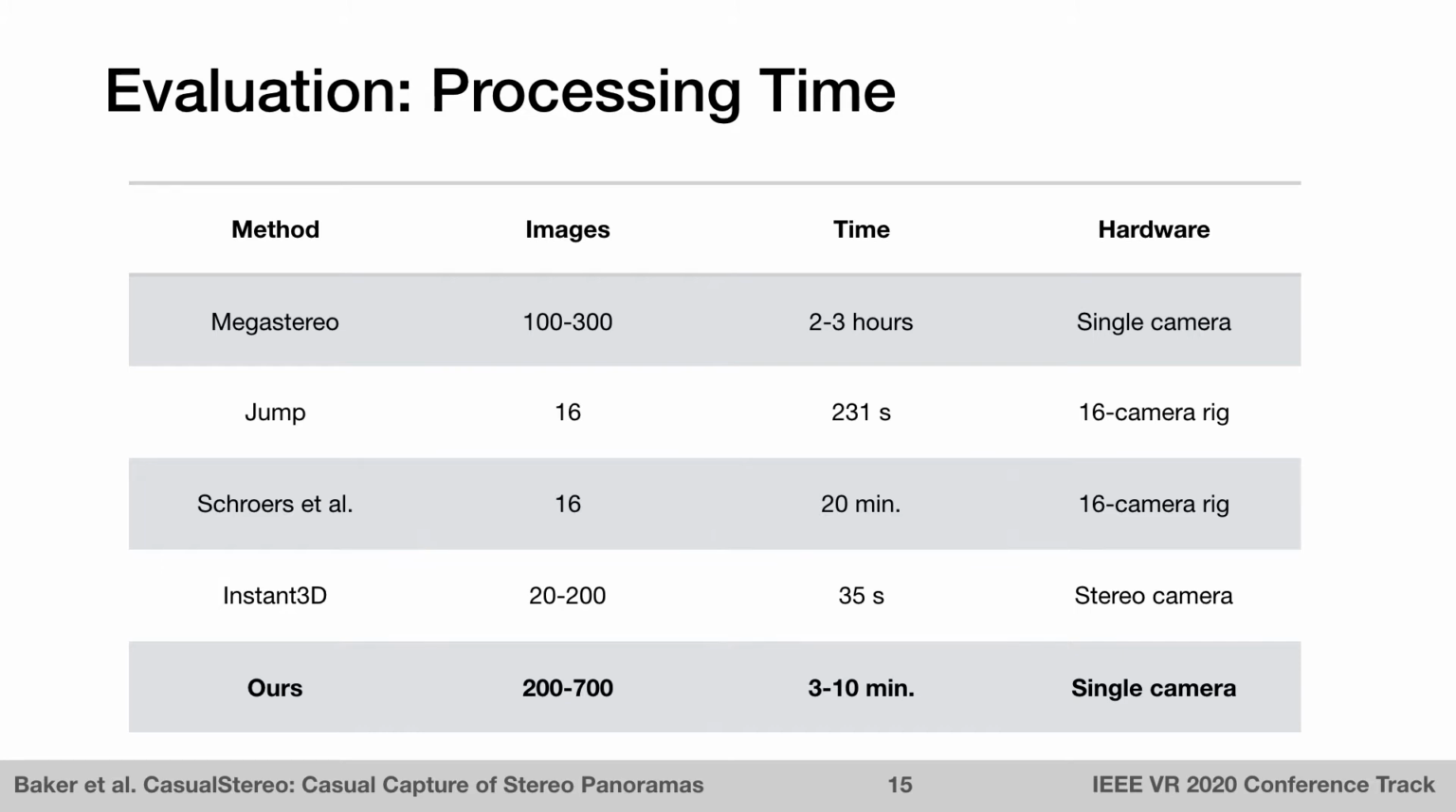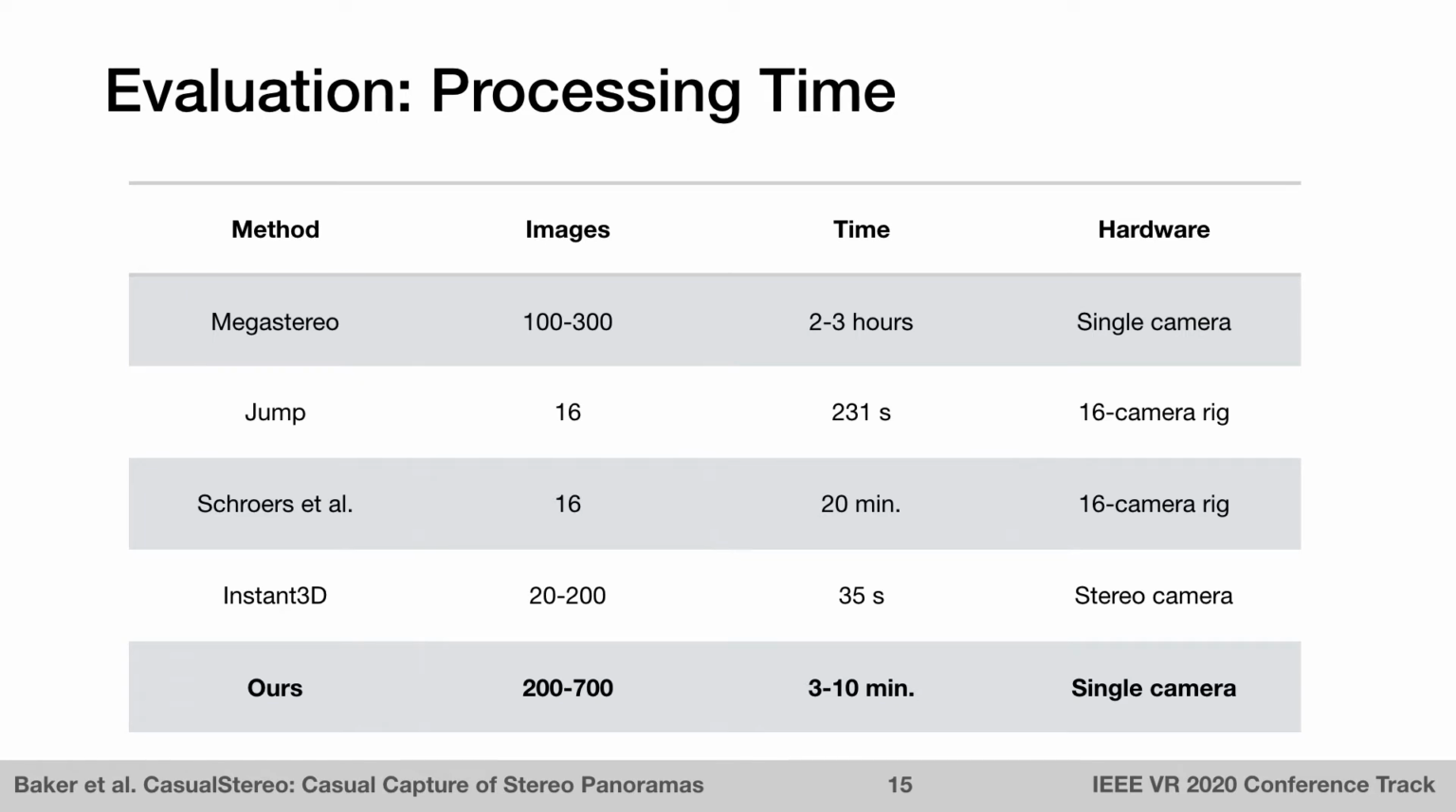Systems like the Google Jump and similar use a 16 camera rig, so they're not really for casual capture, and those work in about 4 to 20 minutes. A recent paper called Instant 3D processed a similar number of images in about 30 seconds, and that's because they use a stereo camera that helps them do the reconstruction faster because they have the depths to begin with.